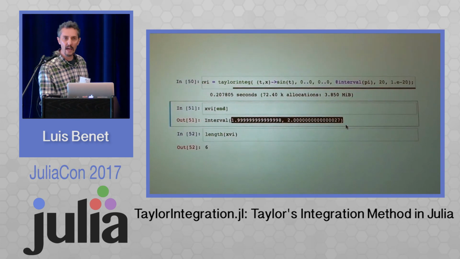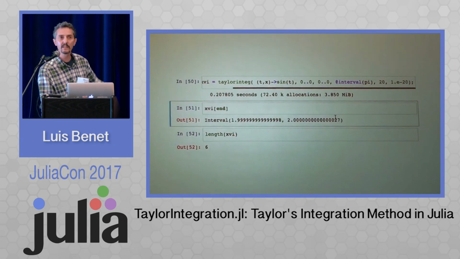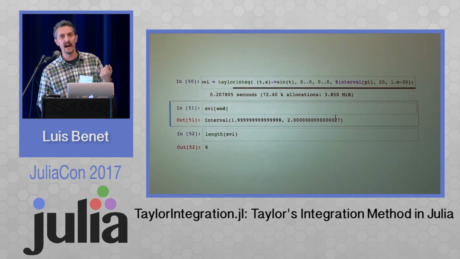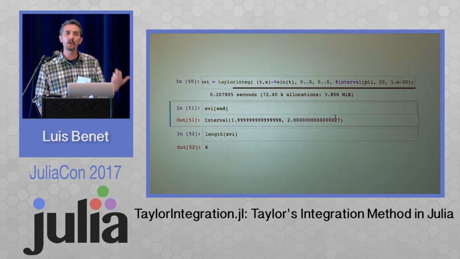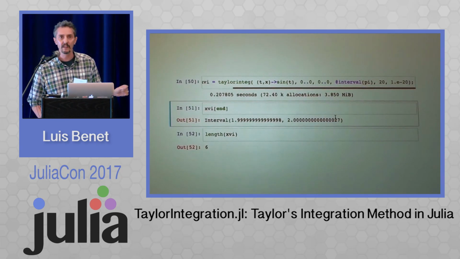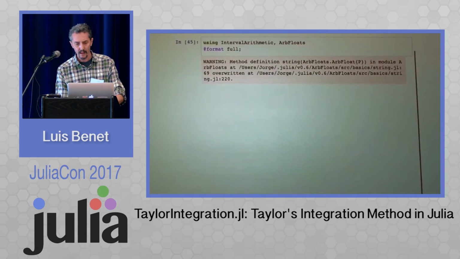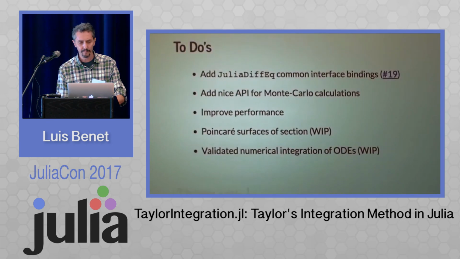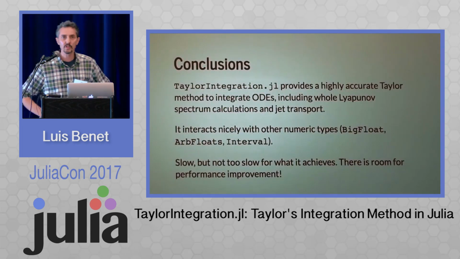I mean, 2 is also a correct floating point, but look at the size of this interval. It is 10 to the minus 15 or something like that. So even though we have not implemented a validated integration, a rigorous integration that contains the true solution, for these two cases at least, we get it for free. So now, let me go back to the conclusions.